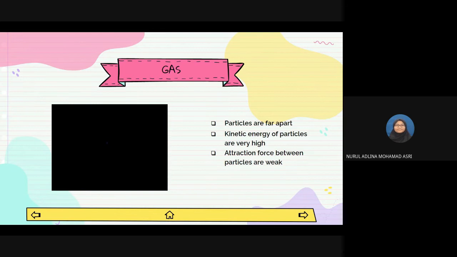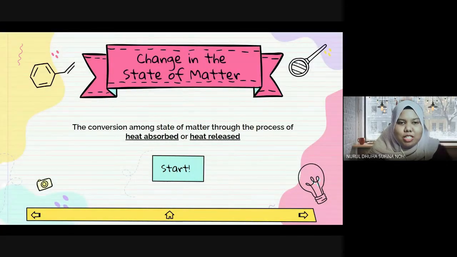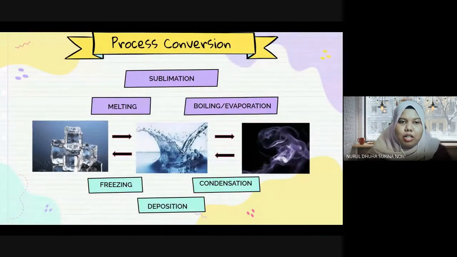Okay. Next, we will proceed to change in the state of matter, which is the conversion among states of matter through the process of heat absorbed or heat released. There are six processes of conversion, which are melting, sublimation, boiling or evaporation, freezing, deposition, and condensation. So I will explain one by one.